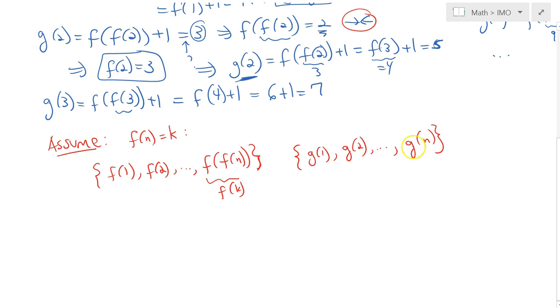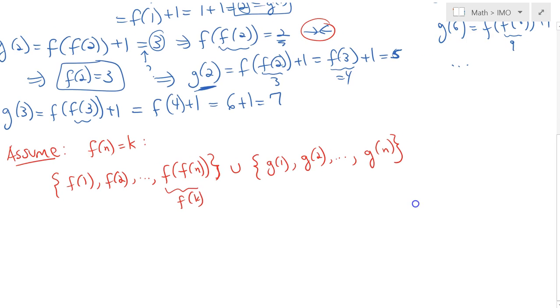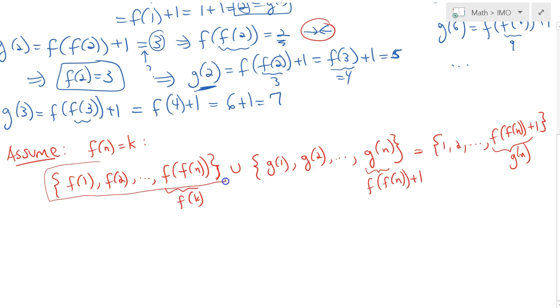Okay, so I claim that the union of these two sets is simply equal to, right, because this guy is simply equal to f of n plus 1. Do you agree that the union of these two sets is simply equal to all the positive integers, starting from 1, 2, all the way up to f of n plus 1, right? Or if you will, this is just g of n. So all the positive integers 1, 2, up to g of n, this is the disjoint union of these two sets is equal to this set here.